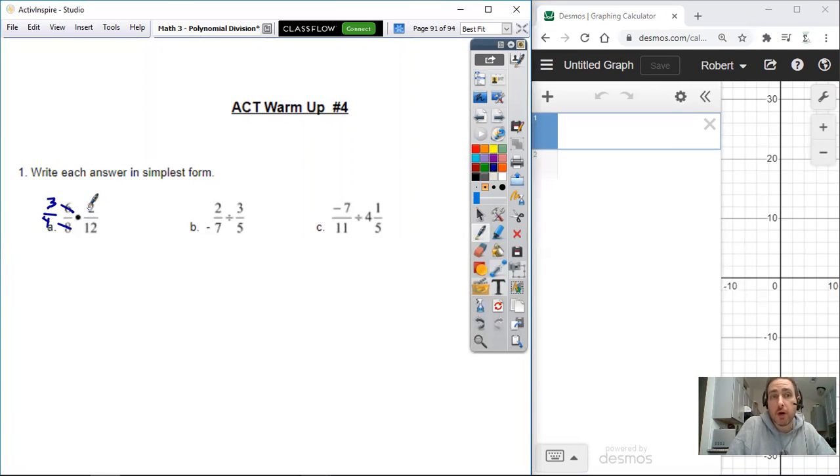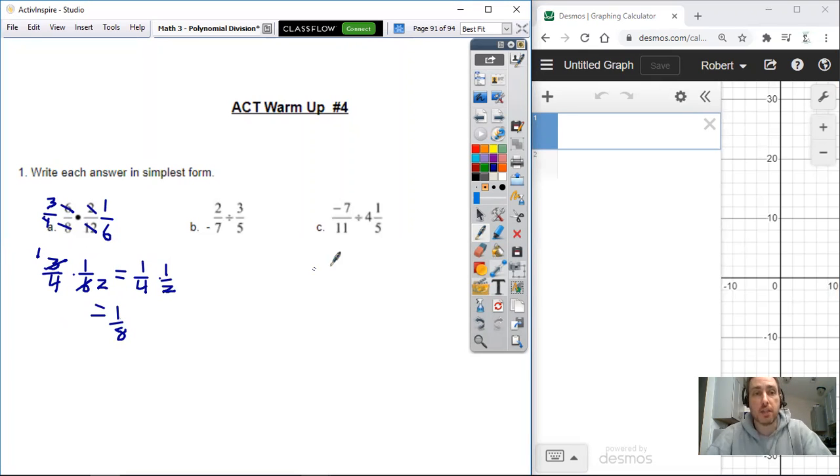And then 2 out of 12 can be divided by 2, so it's 1 out of 6. That's going to be 3/4 times 1/6. But then I got a 3 and a 6 hanging out, right? So I can divide that 3 by 3 to give me 1, and I can divide the 6 by 3 to give me 2. So ultimately, that's going to be 1/4 times 1/2. Just multiply straight across. That's going to be 1 out of 8.